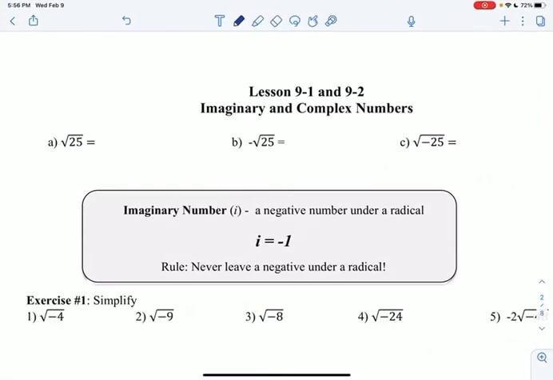Hi, this is Unit 9, Lesson 1. Lesson 1 and Lesson 2 are done together. There's a separate video for Lesson 2. So I'm just going to do the first half of it talking about imaginary numbers, and then Lesson 2 talks about complex numbers.